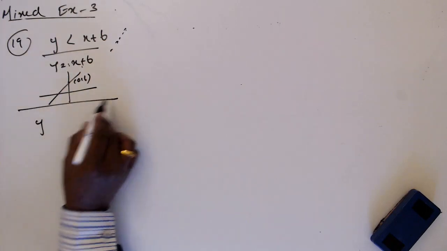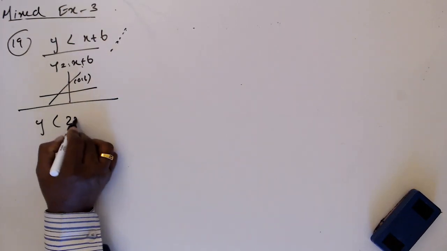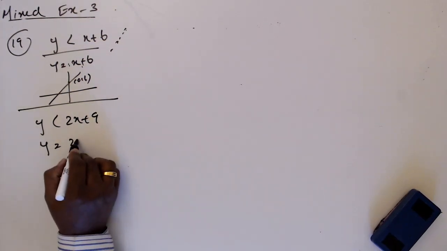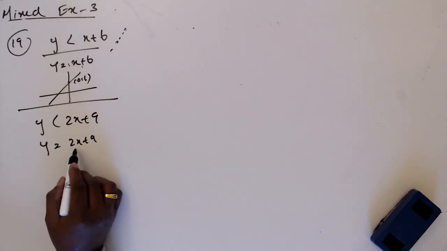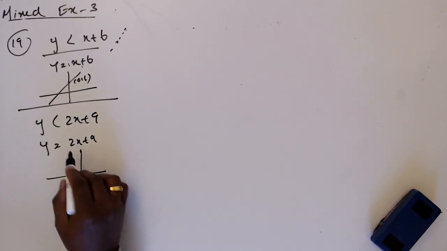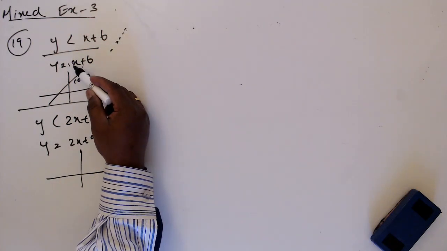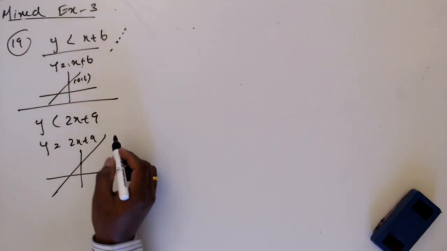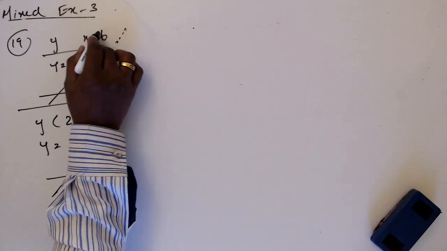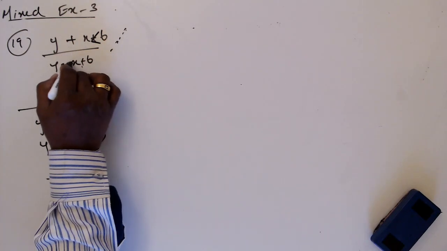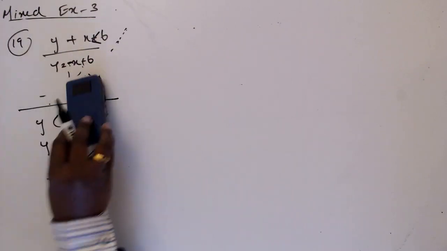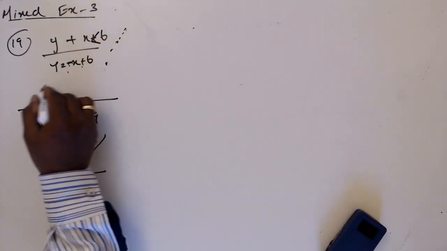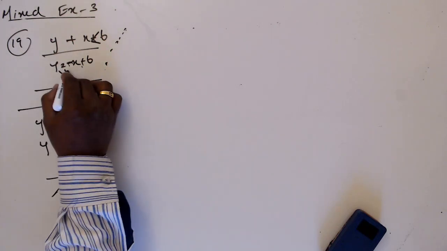y less than 2x plus 9. So we'll consider y equal to 2x plus 9. Then this is also a positive gradient with (0, 9). When you compare this one, this is gradient 2, so it is steeper than the other one. This is (0, 9). Here, this is y plus x less than 6. It means this becomes minus, and this discussion is wrong. The equation has to be the other way around. So this is a negative gradient, and this is (0, 6).